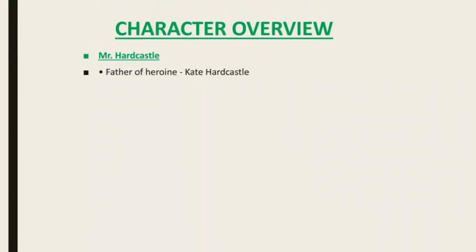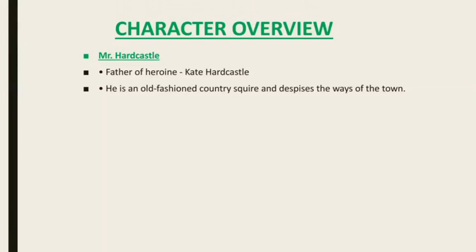He is the father of heroine Kate Hardcastle. He is an old-fashioned country squire and strongly dislikes the ways of town or urban culture. Next, he lives in an old-fashioned mansion. We know that Tony Lumpkin misguided Marlowe and Hastings to his mansion, naming it the Buckhead's Inn.